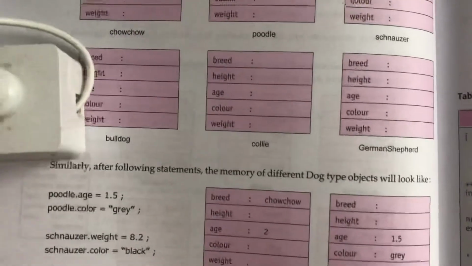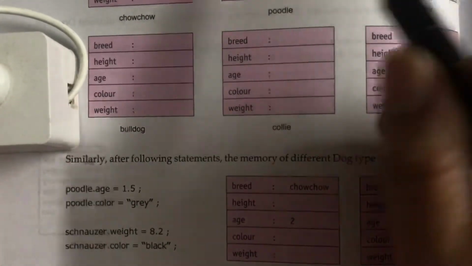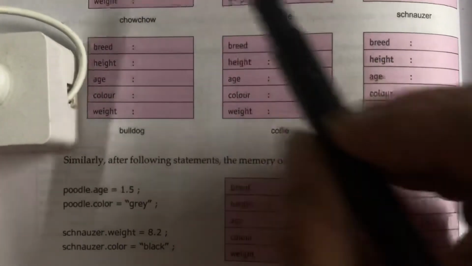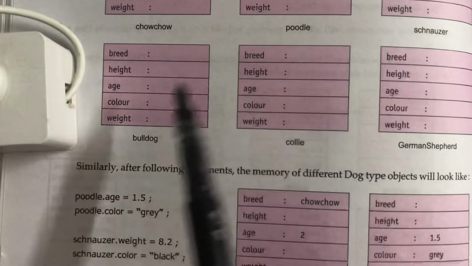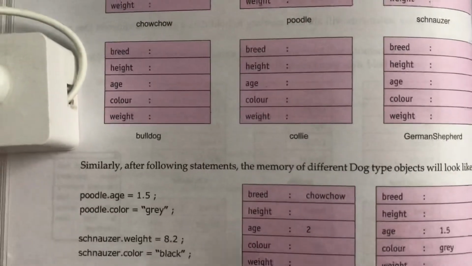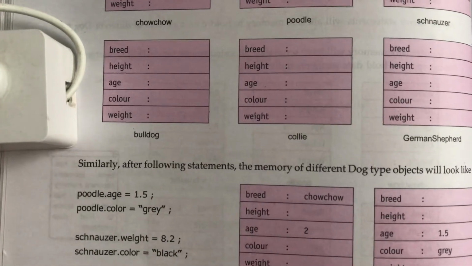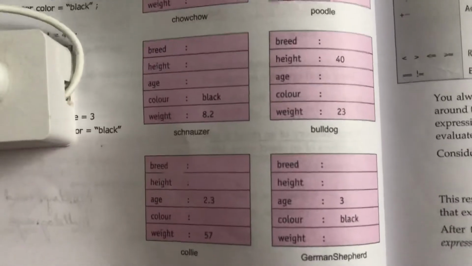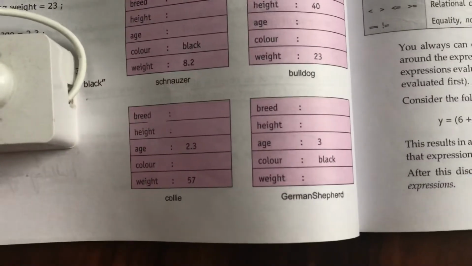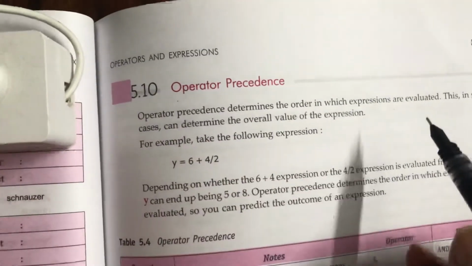Now see, on this page, different object memory spaces. If I have created one chow chow, I can create so many objects. Okay, so I have created 1, 2, 3, 4, 5, 6. So I can give them the values. You can have different names for the dogs, and all the dogs will have their own values. So how do we use them? We use them using the dot operator. And then next we further continue with the operator precedence.